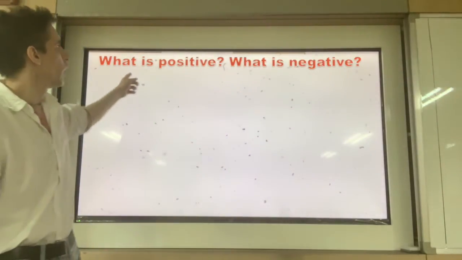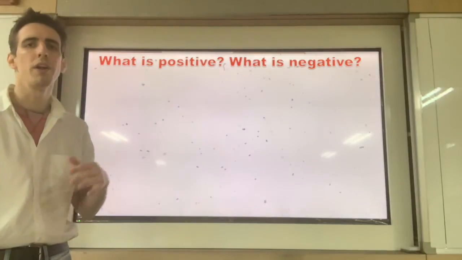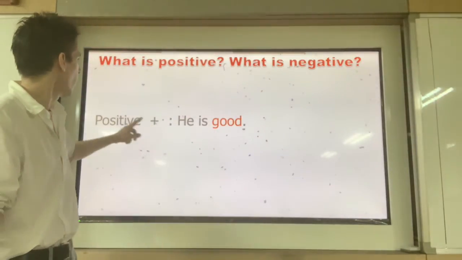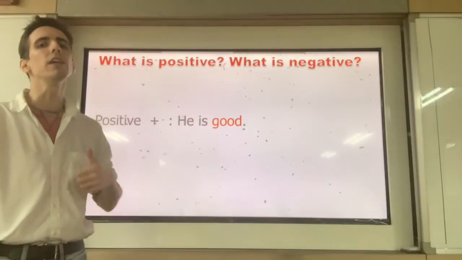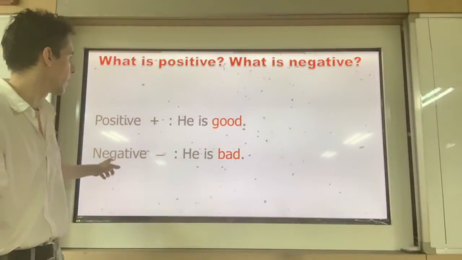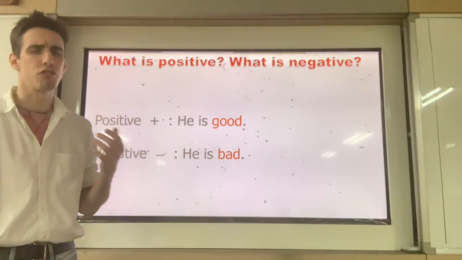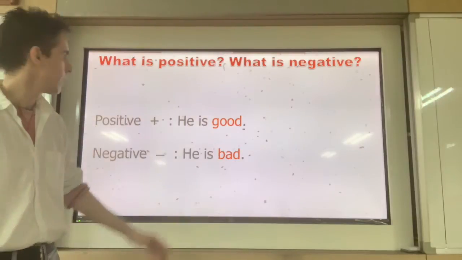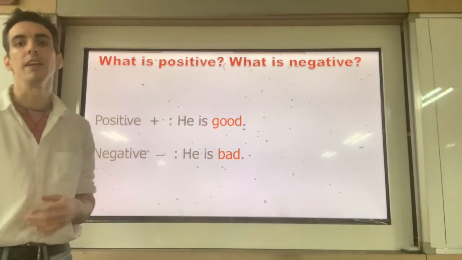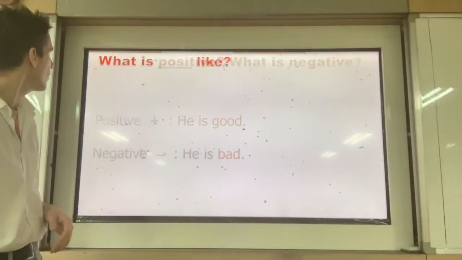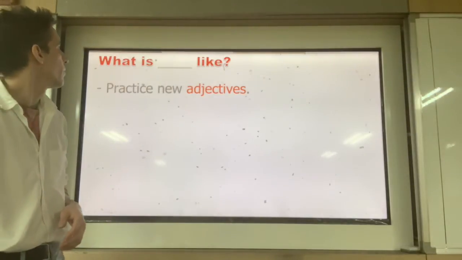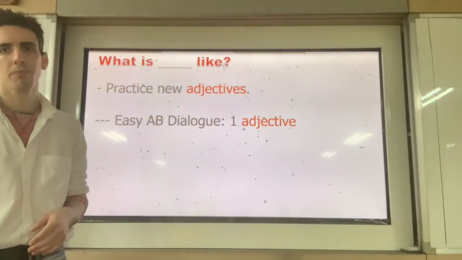So first, what is positive? What is negative? So positive, he is good. He is happy. Negative, he is bad. He is sad. So these are examples of positive and negative adjectives. Okay, so let's practice new adjectives.